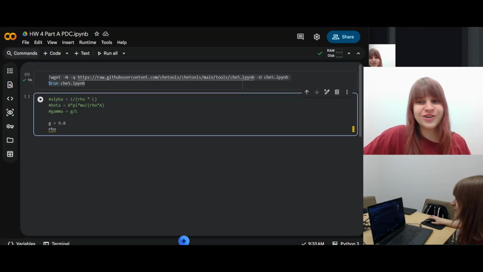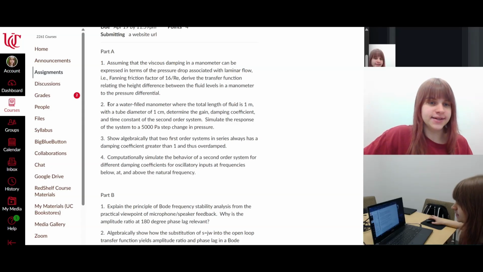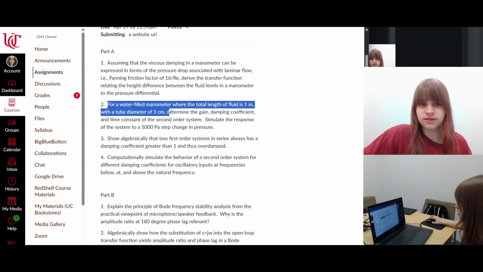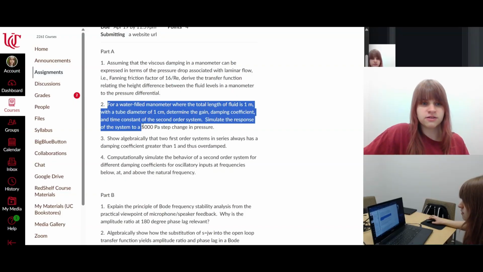I guess I should show you first what we're doing. For a water-filled manometer where the total length of fluid is 1 meter, with a tube diameter of 1 centimeter, we want to determine the gain, damping coefficient, and time constant of the second order system. As we talked about, it was second order. We had that s squared term in the transfer function. And we also want to simulate the response of the system to a 5,000 Pascal step change in pressure.